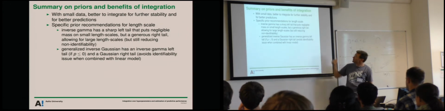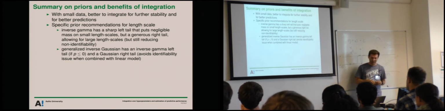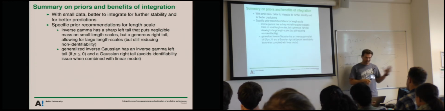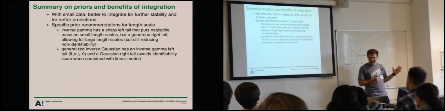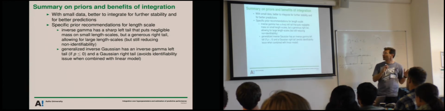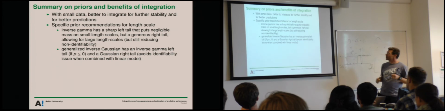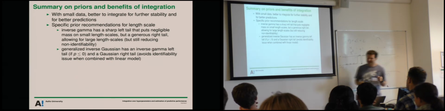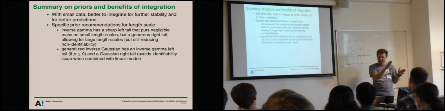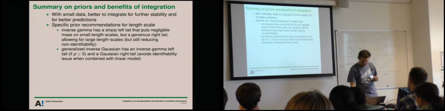So the slides will be made available, and so you have the specific prior recommendations for length scale. You can also find these in the Stan manual. Inverse gamma has a sharp left tail that puts negligible mass on small length scales, but a generous right tail, allowing for large length scales, but still reducing non-identifiability for going to really flat ones. If you need to combine GP with a linear model, then it's better to have an even sharper tail also on the right-hand side. Generalized inverse Gaussian would be good in that case.